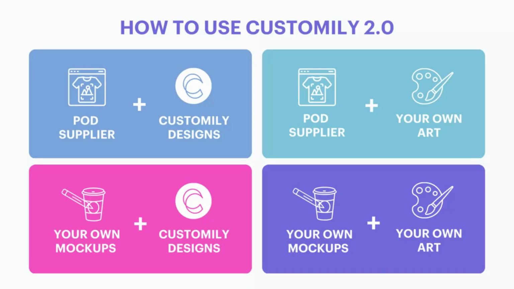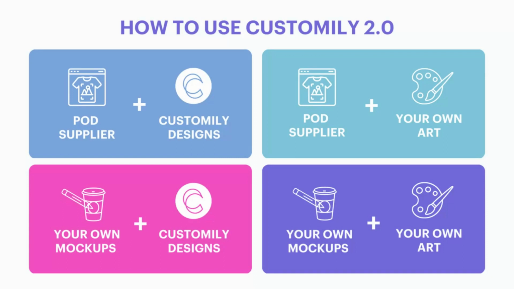So we can easily say that there are 4 different paths that you can explore with Customily 2.0. You can work with a print-on-demand provider who has its own product catalogs and add a design from Customily's library to that product. This is the fastest path, the one that allows you to have published products ready to sell in minutes. You can work with the print-on-demand provider, but choose to add your own designs to their products. In this case, you will have to populate your design libraries before being able to publish products in your store.